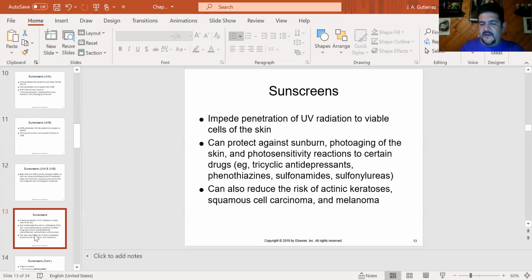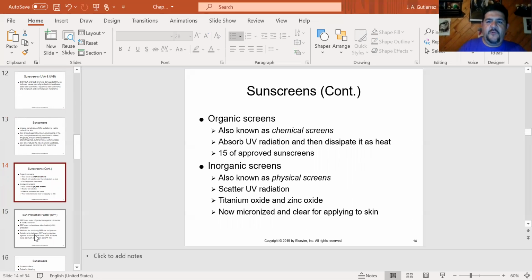So sunscreen is advised for them to use. We have two types of sunscreens. We have organic screens, which are the chemical screens. This type of sunscreen absorbs the UV radiation and dissipates its heat. Inorganic screen is the physical screen. These ones have titanium or zinc oxide and prevent the absorption of UV radiation.